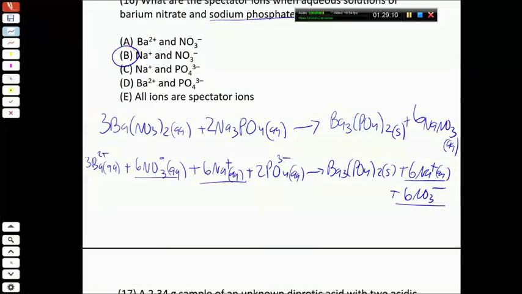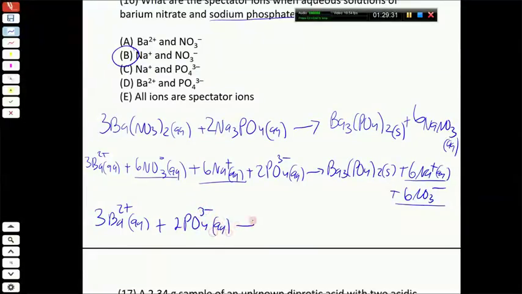And then if we wanted to write a net ionic equation, which would be another question we could ask you, we take the spectator ions out. So the ones that appear on both sides, you can think of them as canceling out. And what we're left with then for our net ionic is 3 barium 2 plus, 2 phosphates, gives us barium phosphate. So the net ionic equation includes the ions that combine to form your precipitate. And you remove the two spectators, sodium plus and NO3 minus.